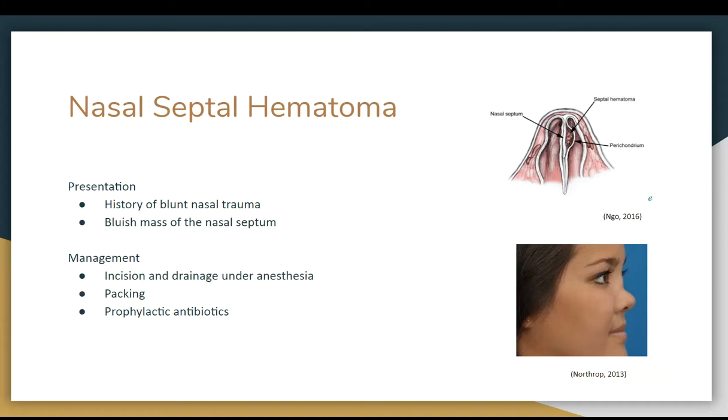So when a patient has a history of blunt nasal trauma, most of the time they're really worried about whether or not their nose is broken, and quite honestly, that's not as big of a concern. The bigger concern is a nasal septal hematoma. If you see this, it'll look like a bluish mass that's kind of protruding from the nasal septum inside the nose. So treatment of this is that these patients need to be dealt with by otolaryngology or ENT. They need incision and drainage, usually under anesthesia. They may need some packing, and they may need some antibiotics.